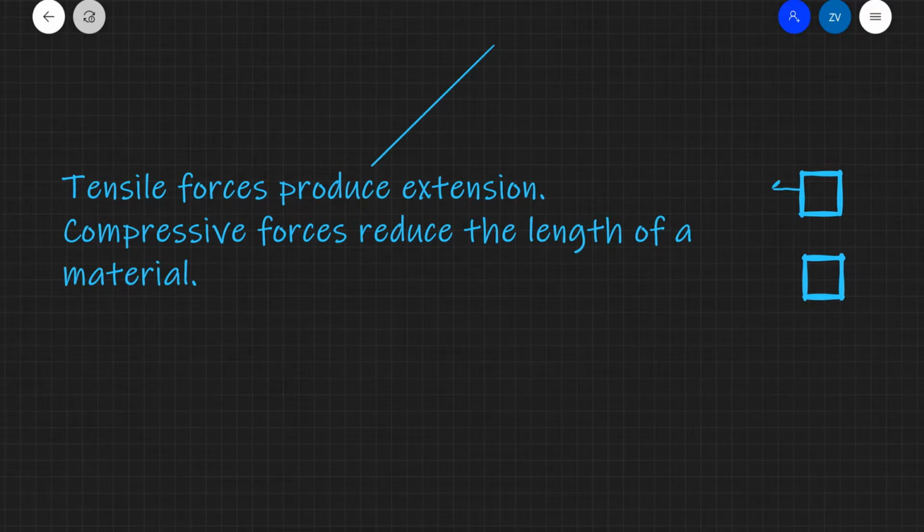For instance, if I was to apply a tensile force onto this material over here, this would stretch under the tensile force. A compressive force would tend to reduce the length of the material. It would, in other words, shorten it or compress it, like so. So this over here would be an example of a compressive force.